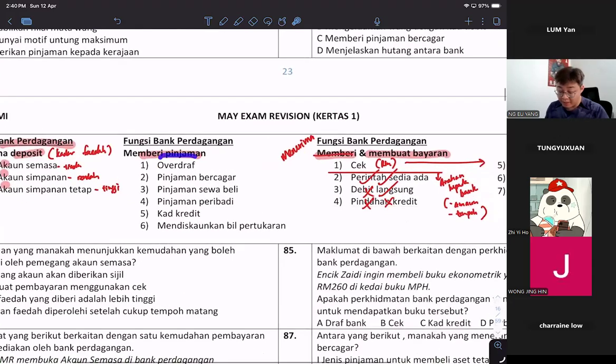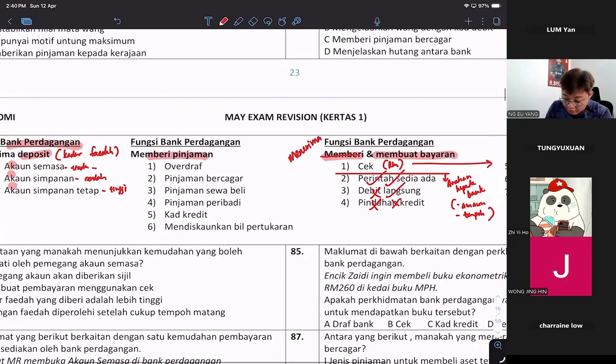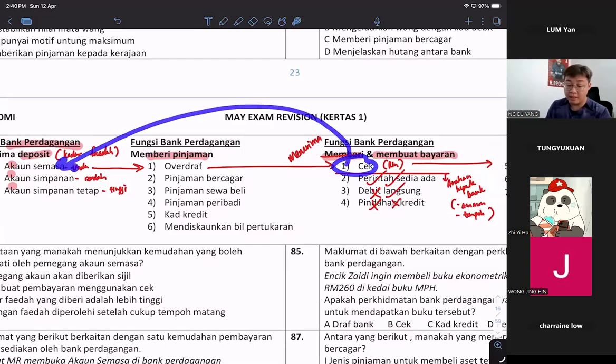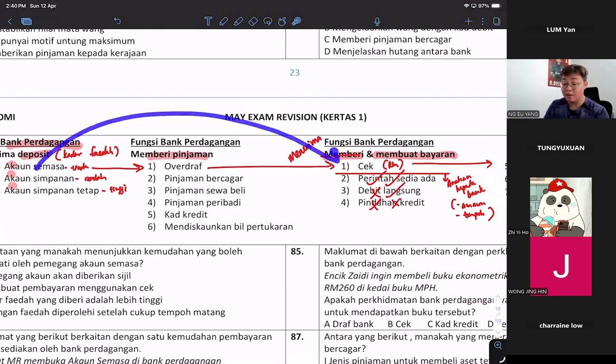So when memberi pinjaman, overdraft is, guys, draw the line. Overdraft is only for account semasa. So that's why if you are trying to use the account semasa to pay for the check, draw the 2 lines. So check is only the pemilik account semasa can use the perkhidmatan. So that's why check is actually under perkhidmatan lain-lain. Okay. So when we are the pemilik account semasa, current account, we can use check.